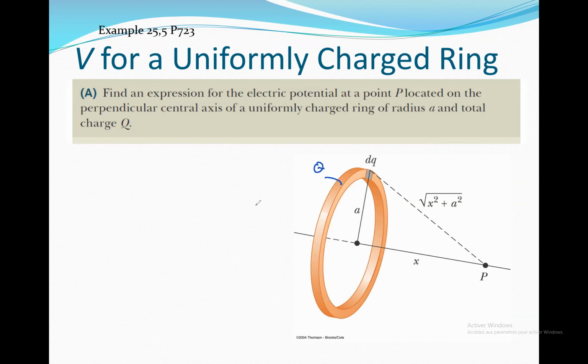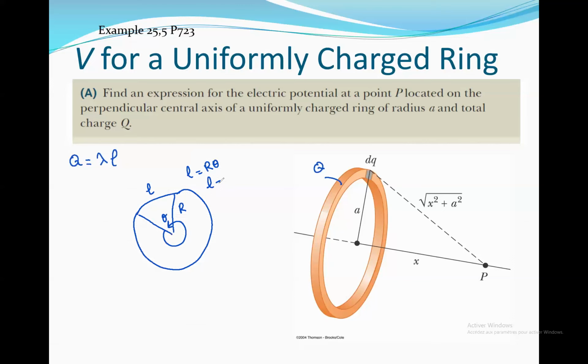We have a ring, a one-dimensional object. For the total ring, Q equals lambda times L total, where L is the total length of the ring. The total length of the ring equals 2 pi r. If we have only an arc L with angle theta, L equals R times theta. For a total ring, theta equals 2 pi, so L equals R times 2 pi.